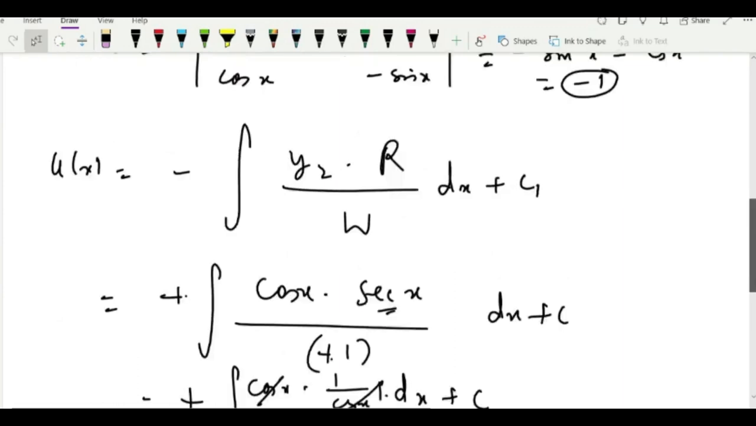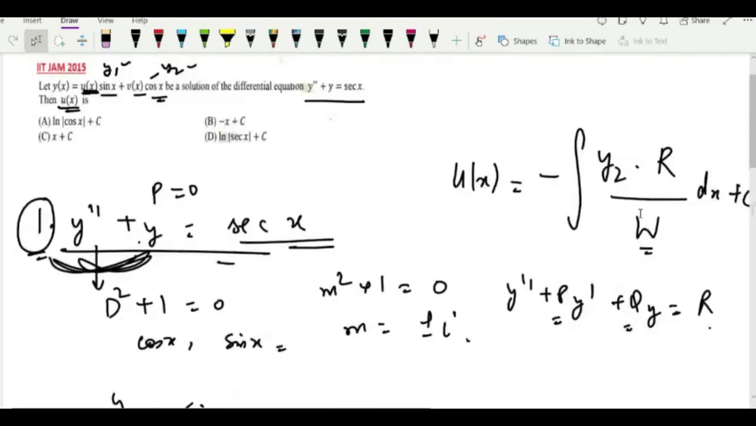And we can verify. We have x plus c as the solution. So this is a very simple question, and in a very short time we get to know that the method of variation of parameters will be used here by only looking at the CF part. Now moving towards the next question.